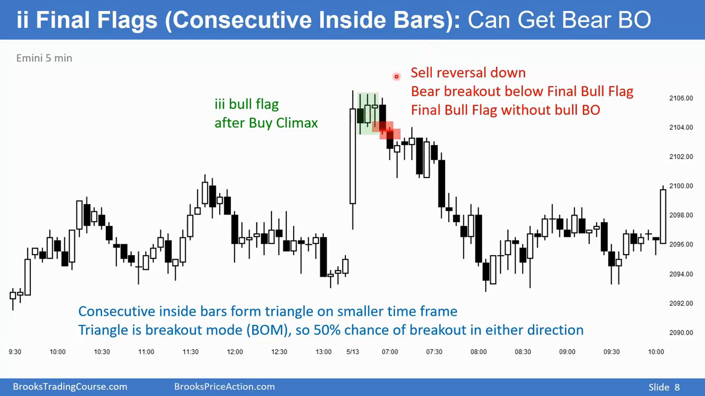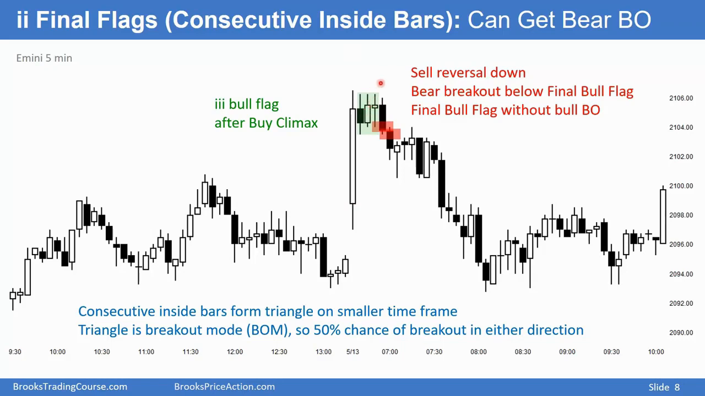If we did get the up move, because it's a triangle, it's a magnet, the up move usually does not get very far before it tries to reverse back down. Bears will sell below that II after a possible exhaustive buy climax. This is an II potential final bull flag. It was the final bull flag.